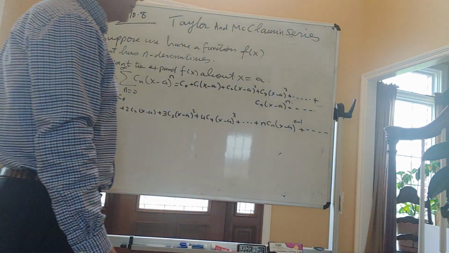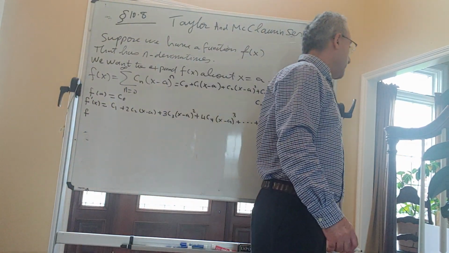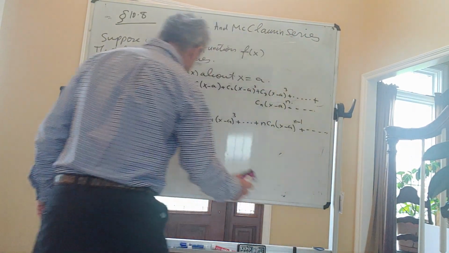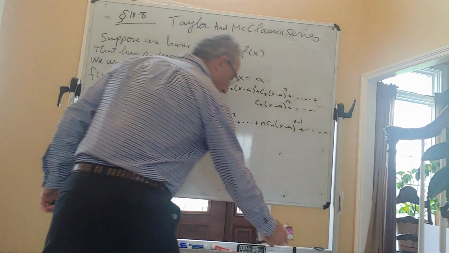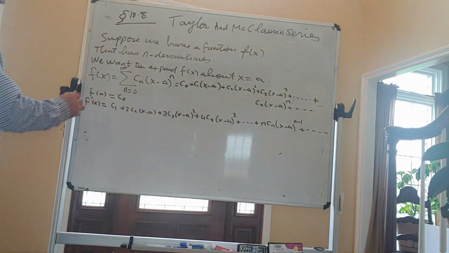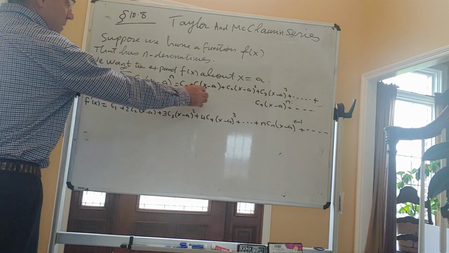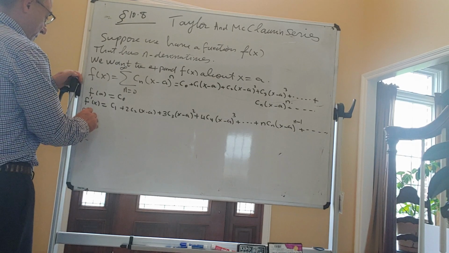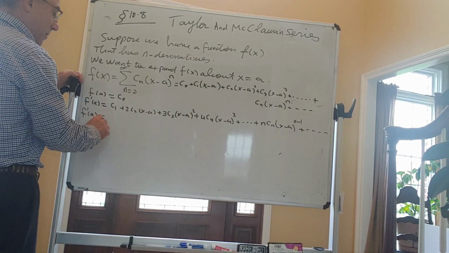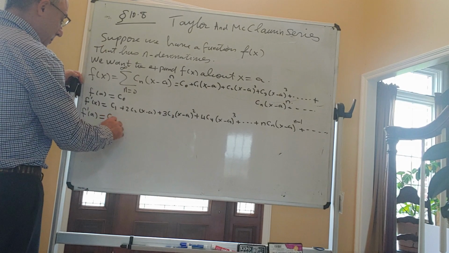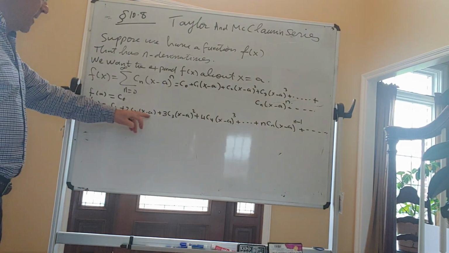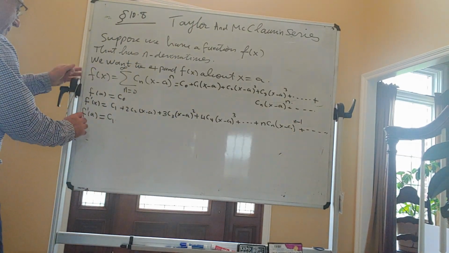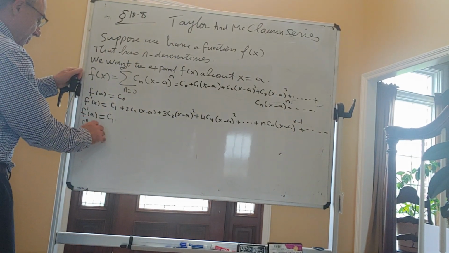All right. We calculated f of a from here; that would be c0. So let's do f prime of a now. That will be c1, because if you put a everywhere else, you're going to get 0. Correct? So let's do f second of x.